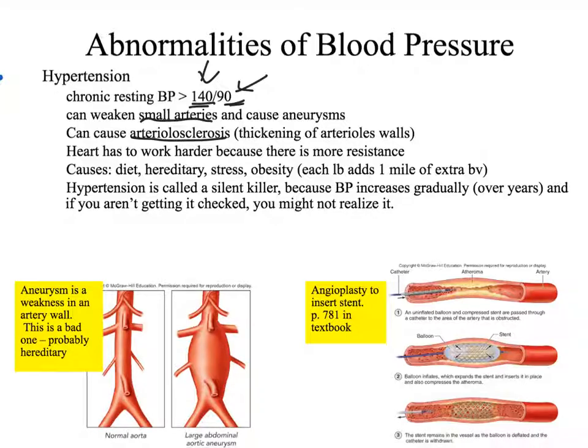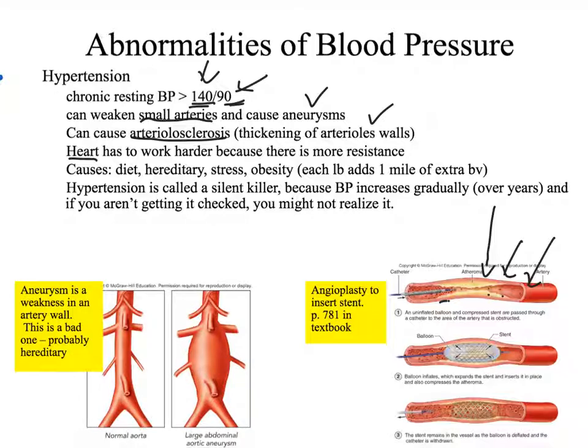It causes damage in your vessels. Here's a picture where the vessel wall's been damaged, and then things start to stick to it. Plaque starts to stick to it, so the arterial walls start to get thick. It could weaken them and cause an aneurysm, which could cause a stroke too. If you get arteriosclerosis, your heart has to work harder because there's more afterload, so it's harder to pump the blood.